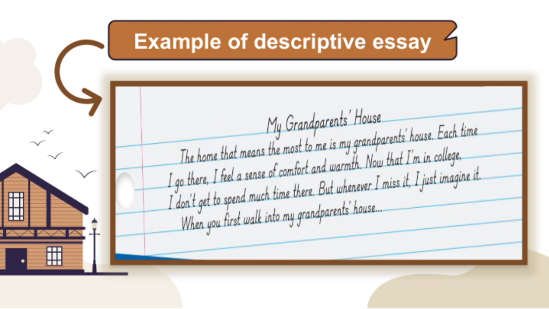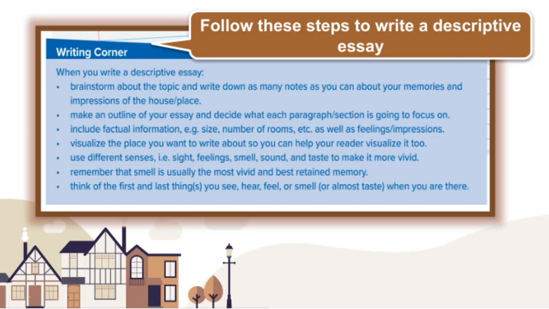Let's go through the key steps to writing a descriptive essay. First, it's important to plan and organize your ideas clearly. Think about what you want to describe and how you can paint a vivid picture for your reader. Next, focus on using detailed and sensory language to bring your subject to life. Remember, the goal is to make your reader feel like they're right there with you.